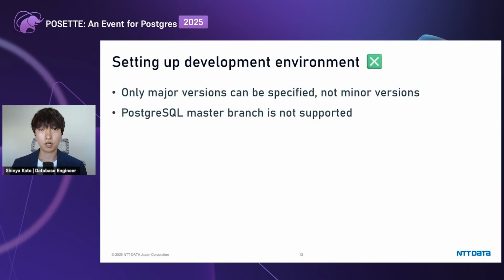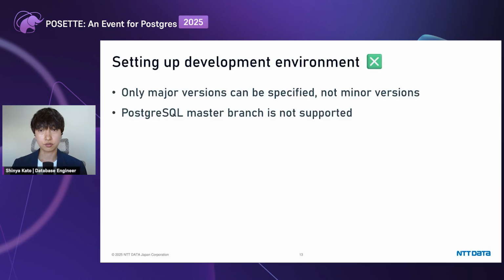However, you can only specify major Postgres versions. Minor versions cannot be specified. While you do not often need to worry about minor versions, the ability to specify them would be convenient, for instance, when you want to check the impact of a bug fixed in a specific minor release. Furthermore, you cannot specify the Postgres master branch, which is currently under development.